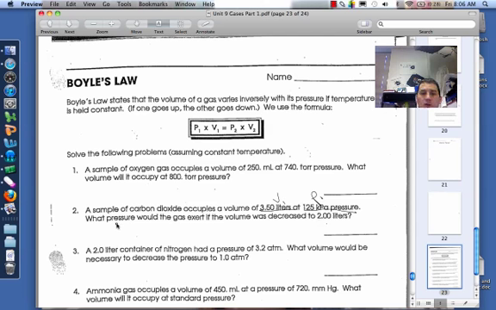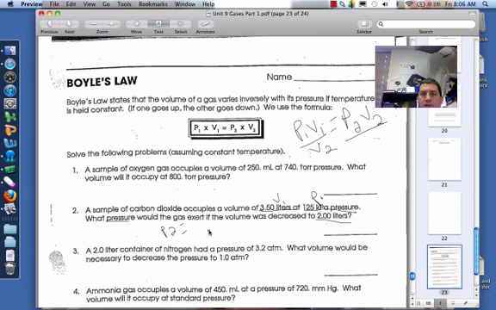And it wants to know the pressure if we decreased the volume to 2 liters. So if we're decreasing the volume, we can expect our pressure to go up because they're inversely related. So we're going to solve for P2. Well, P2, if we follow this formula, P1 V1 equals P2 V2. If we're going to solve for P2, we've got to divide each side by what?